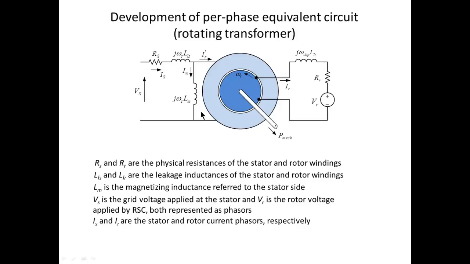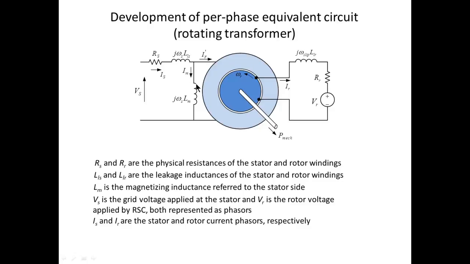All of the quantities shown here are represented on their own reference side. So Rs is referred to the stator, Rr is referred to the rotor, and in later analysis we would choose to transfer all of them to the stator side or all of them to the rotor side, depending on which quantity we are actually trying to calculate.